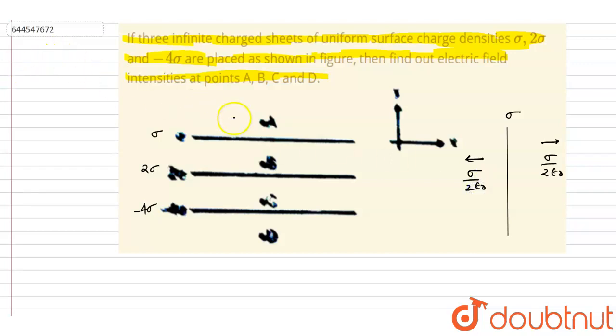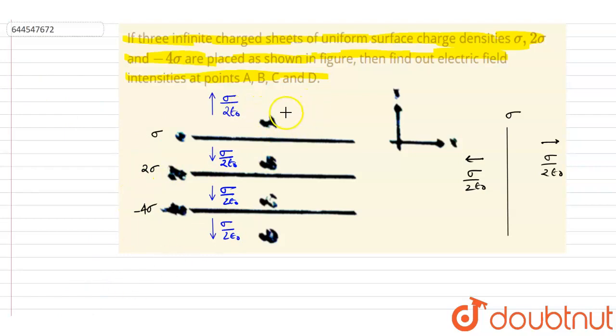So if I write down here, it will be sigma by 2 epsilon naught because of the first plate, right? Sigma by 2 epsilon naught, because we know that it is directed away from the plate. Now let's come to the second plate, which is having charge 2 sigma.